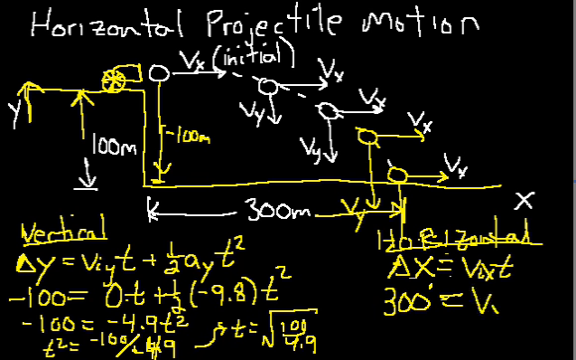The initial velocity in the x direction we don't know, but we do know what the time is. The time is going to be this value here, which we're going to calculate and then plug in there. And when we plug that in, we got 300 equals Vx times some time that we already know the answer to, and we can solve for the initial velocity.